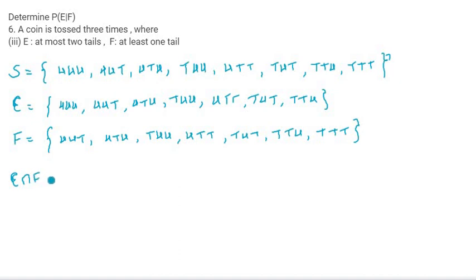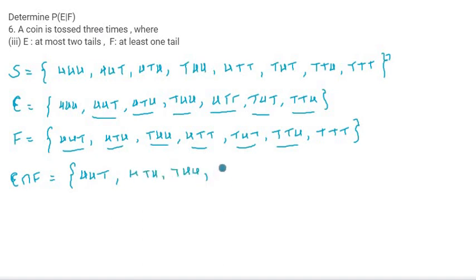We will find E intersection F. So for E intersection F, we need the common elements. HHT is common, HTH is common, THH is common, HTT is common, THT is common, TTH is common. So the common elements are HHT, HTH, THH, HTT, THT, TTH.